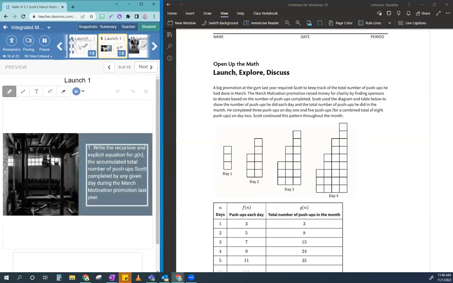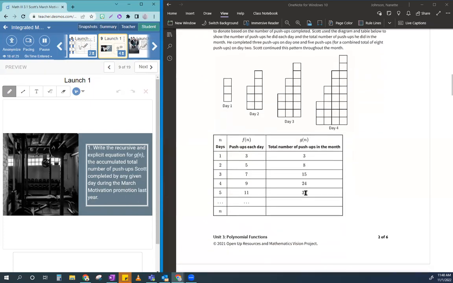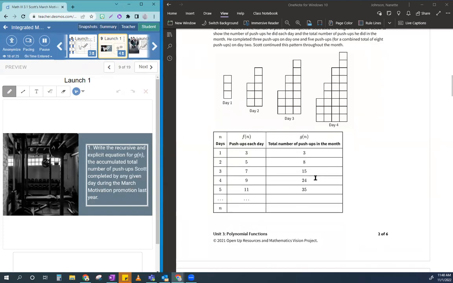So here's what they first want you to do. They want you to write a recursive and explicit function for G of n of the accumulated total number of push-ups Scott completed by any given day during the month of the March motivation promotion last year. So they want a recursive and explicit function for this. If you are like, Ms. Johnson, I don't remember recursive and explicit function, no problem.